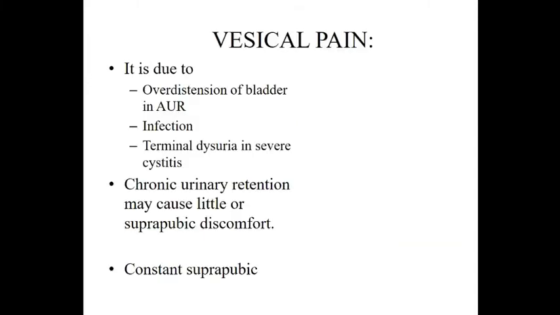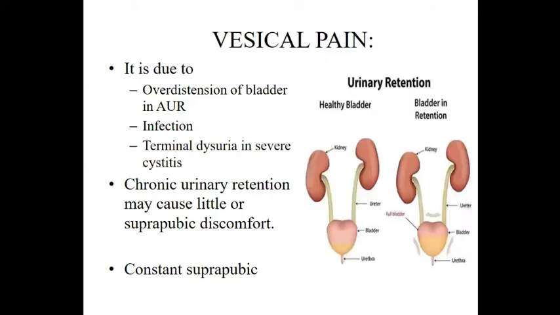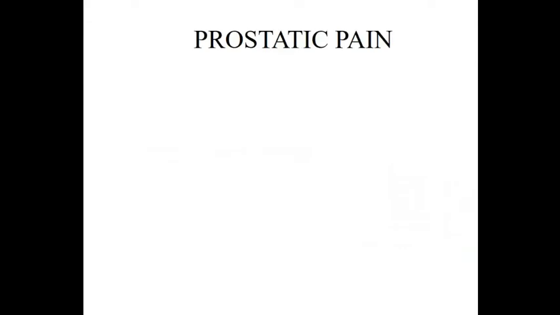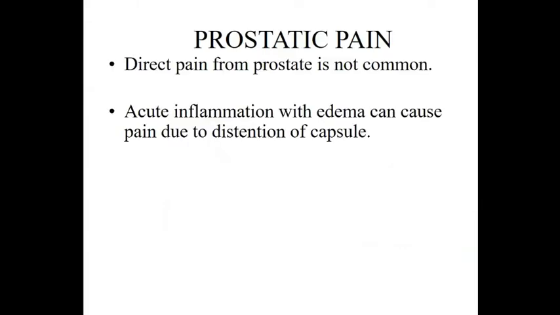Vesical pain or suprapubic pain is due to overdistension of the bladder in acute urinary retention, infection, or terminal dysuria in severe cystitis. Chronic urinary retention may cause little or no suprapubic discomfort. Constant suprapubic discomfort is rarely of urological origin.